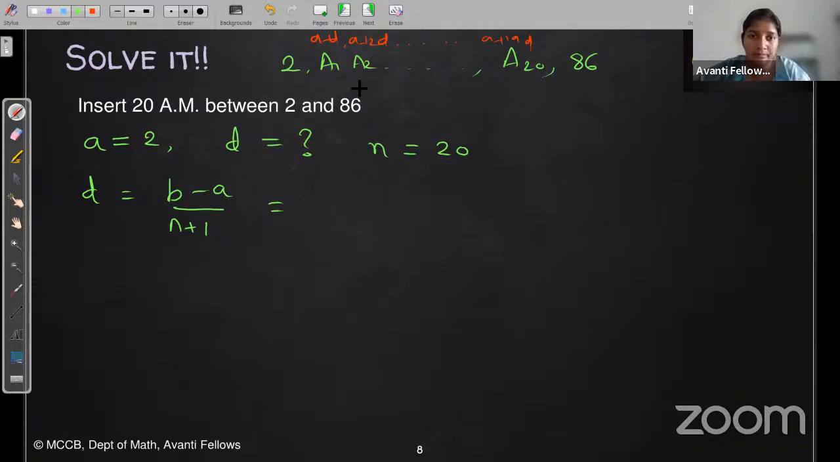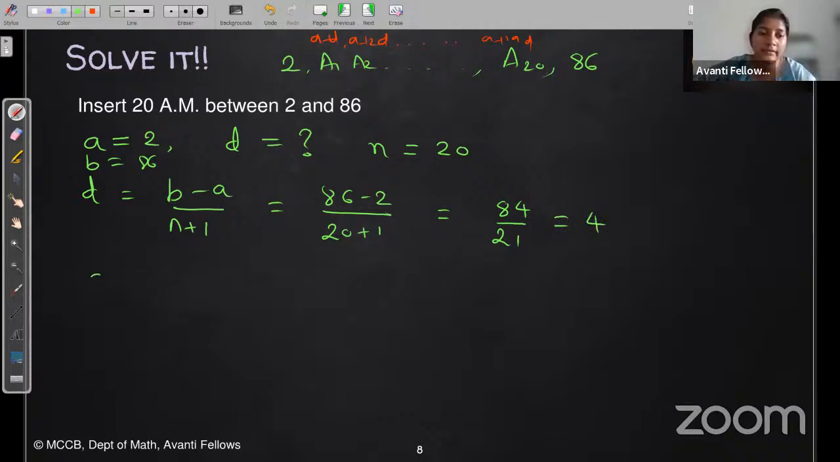A is 2 here. B is 86. So 86 minus 2 divided by 20 plus 1. So what is it going to be? It's going to be 84 divided by 21. So that is equal to 4. Correct? So we got the D value. D is equal to 4.